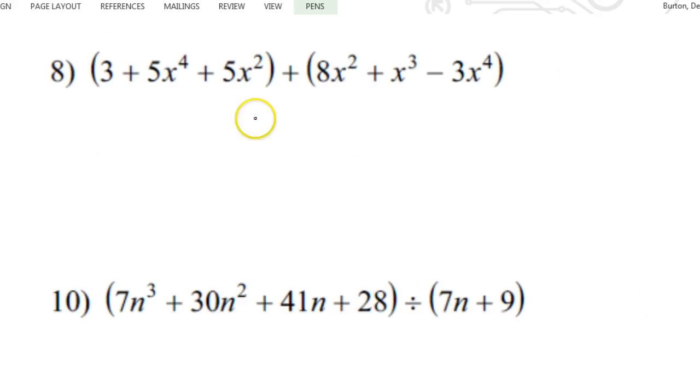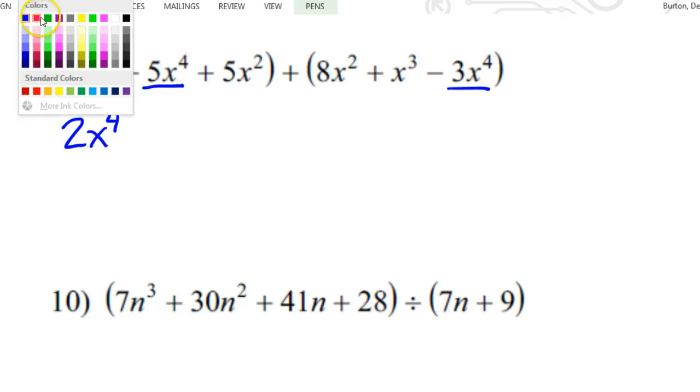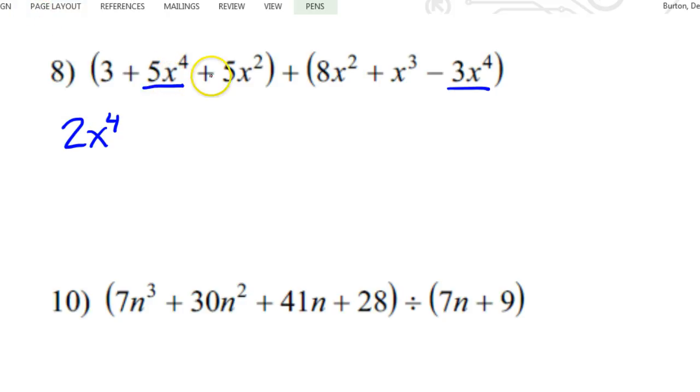Alright, number 8 is again back to addition, so I can just ignore the parentheses. Okay, highest power is quartic. So I've got quartic here and I've got quartic here. So 5 minus 3 is 2. So that's going to be 2x to the 4th power. Okay, next would be cubic. I have a cubic here, so I'll do just plus x to the 3rd power.